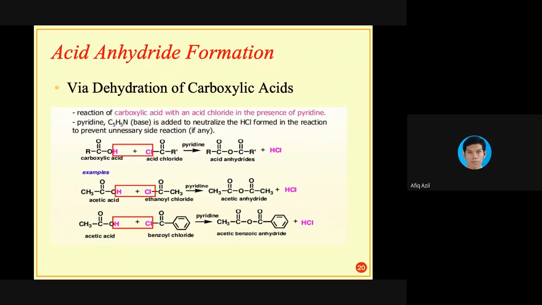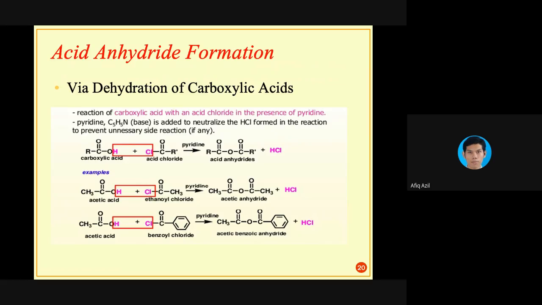And then we have the formation of acid anhydride, which is the third derivative of carboxylic acid. So it is done via dehydration. The word dehydration is basically removal of water. But the reaction is basically using a different type of method.